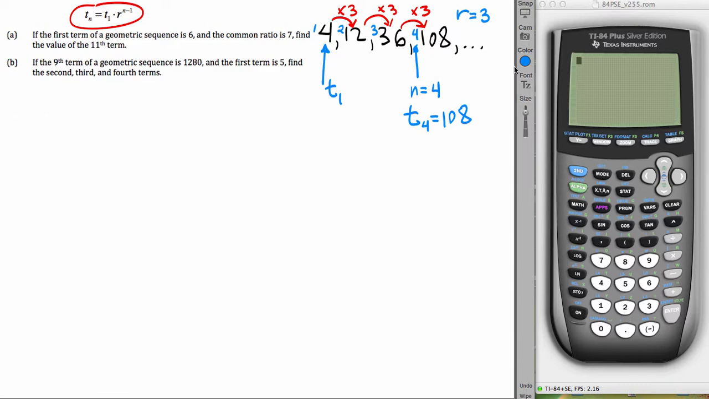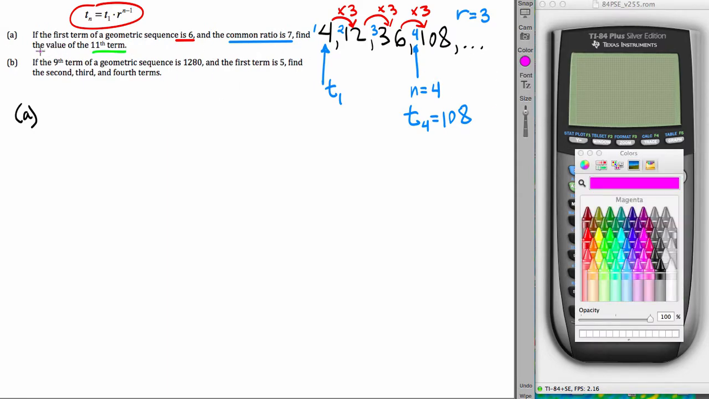So let's jump right into example A. If the first term of a geometric sequence is 6, so we know that 6 is the very first term, the common ratio is 7, and it asks to find the value for the 11th term. What we're trying to do is to find the value of the 11th term.